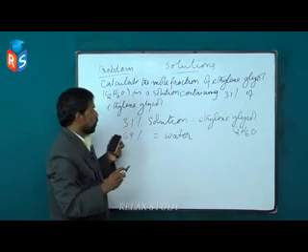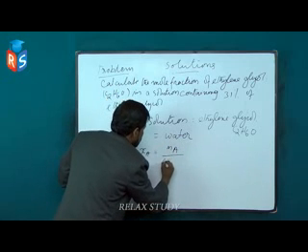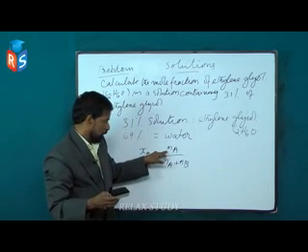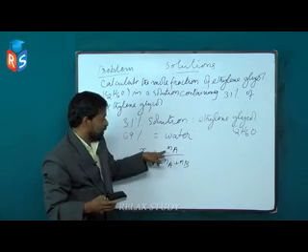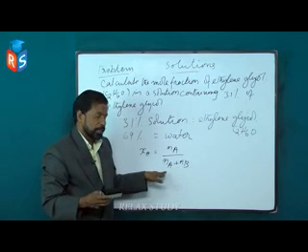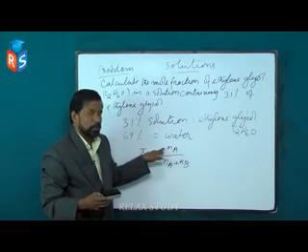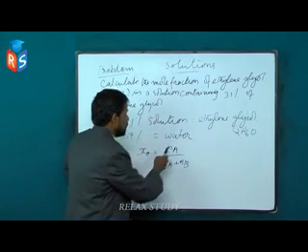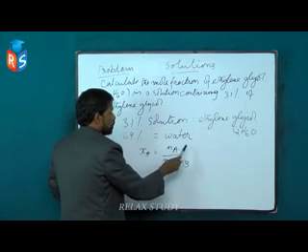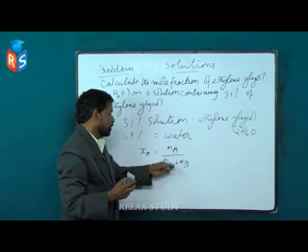As you know, the mole fraction of a component A, XA, is equal to Na divided by Na plus Nb, where Na is the number of moles of the component of which the mole fraction is to be calculated, and Nb is the number of moles of the solvent. Na plus Nb constitute the total number of moles present in the solution. Here Na is the number of moles of ethylene glycol and Nb is the number of moles of water. So in order to calculate the mole fraction of ethylene glycol, you have to calculate the number of moles of ethylene glycol and also the number of moles of water.